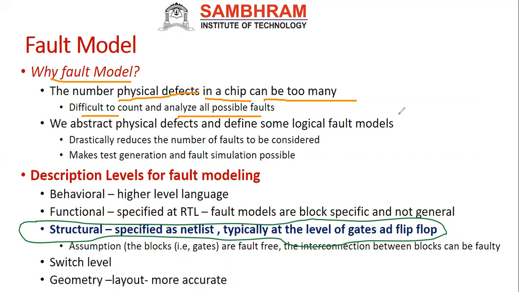Say, for example, if I'm having one IC which is a defective IC, then it is very difficult for me to count and analyze all the possible faults. All possible faults, in the sense, if I'm having some circuit internally, a line, I can say that is a wire, right? Each and every stage of the wire I have to check. So if the number of physical defects in a chip can be too many, then it is very difficult to count and analyze all the possible faults.